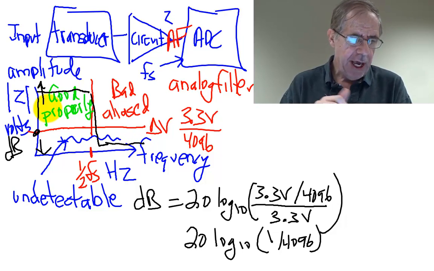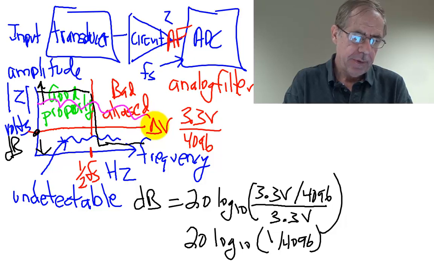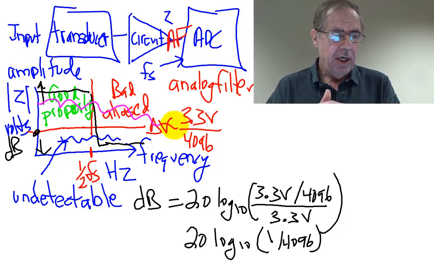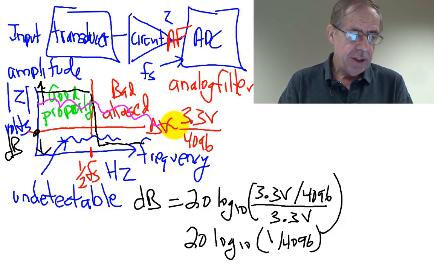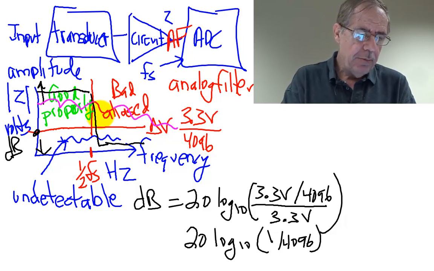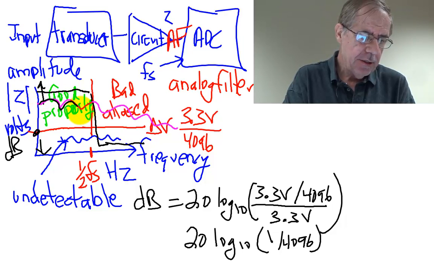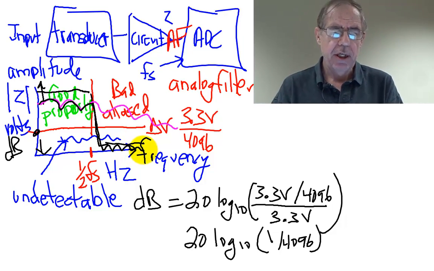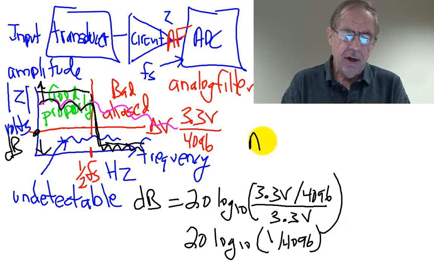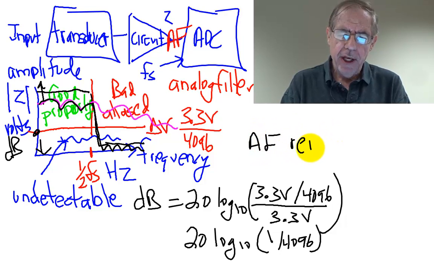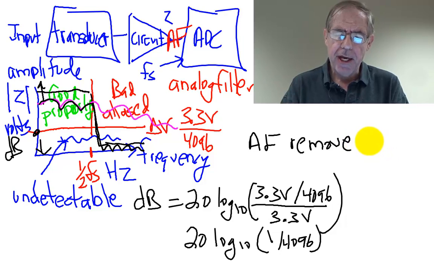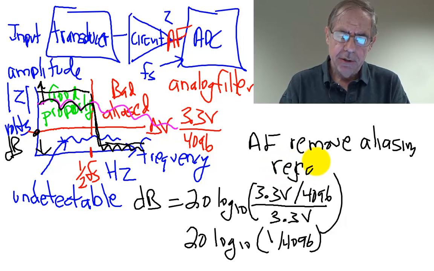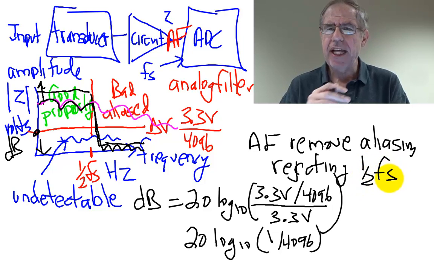So if we were to have an input presented at the A to D converter that would have otherwise aliased, the analog low-pass filter will pass these, okay, and then reject and prevent the aliasing. So in summary, we need the analog filter to remove aliasing. And we're going to do that by rejecting frequencies above 1/2 fs. Okay? That's the essence of what we're doing.